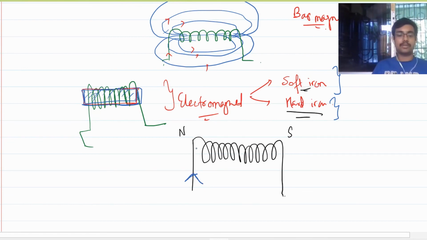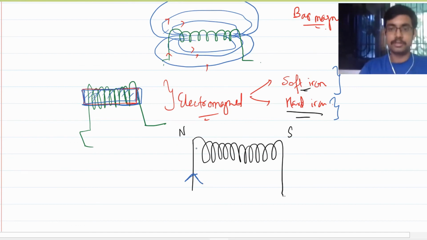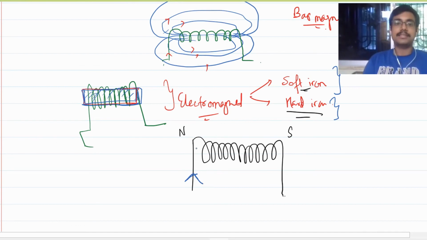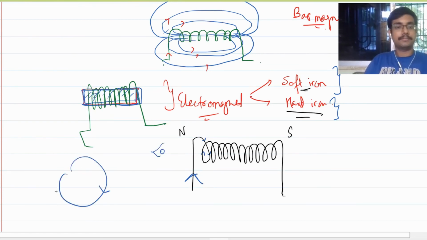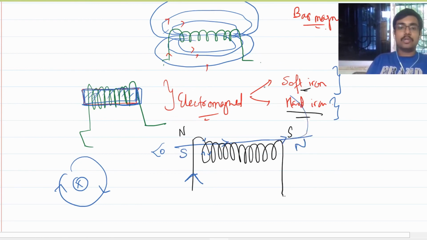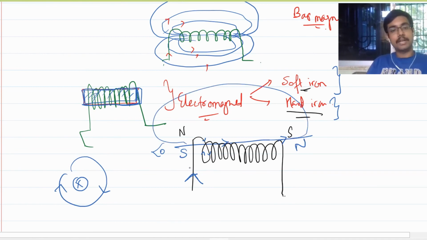Suppose this is the direction of current. So if this is the direction of current, if you see from this side, you will see it as circular, right? So the magnetic field will be going into the paper now. If the magnetic field is going into the paper like this, can you say that this will be south and this will be north? Because the magnetic field goes from north to south. Are you getting my point?